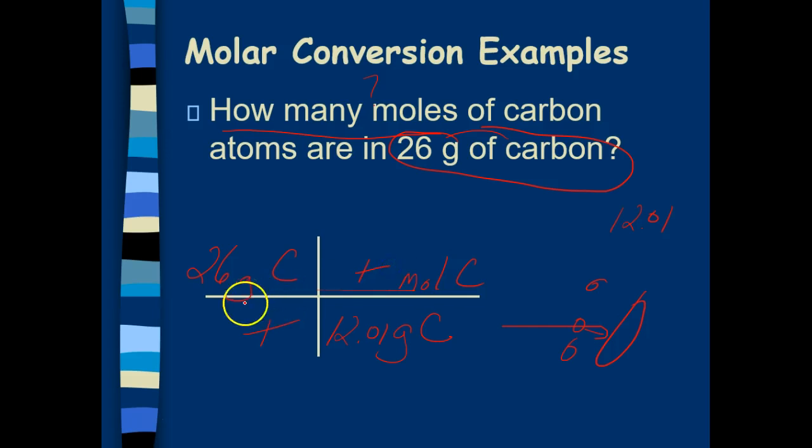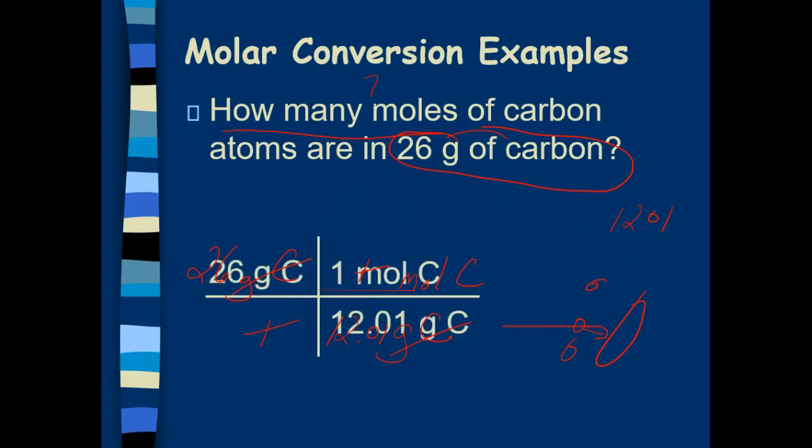Cross out your 1s. Play Harry Potter. Get rid of your things diagonally. If something's on top and something's on the bottom, then you would divide. If they're side by side, you multiply. So the answer would be 2.2 moles of carbon.